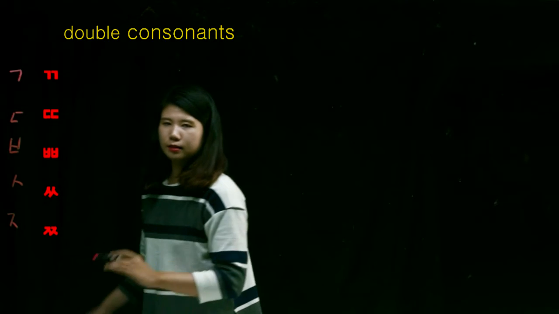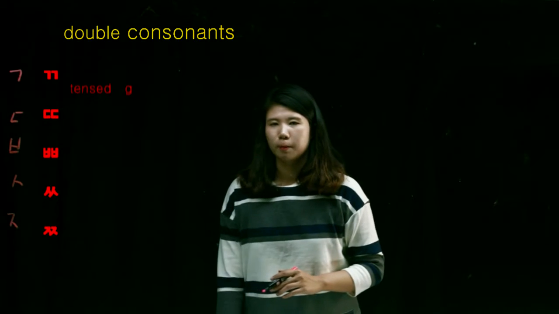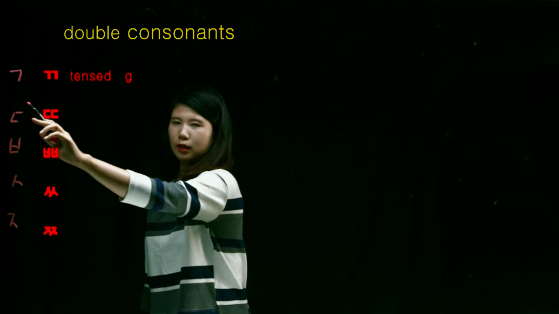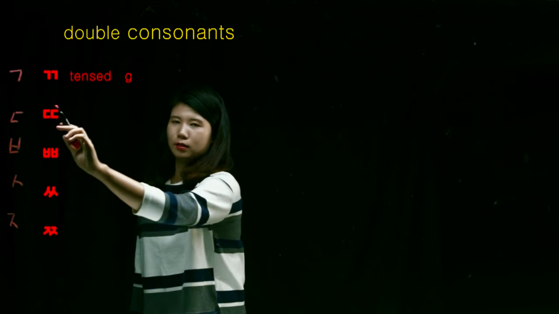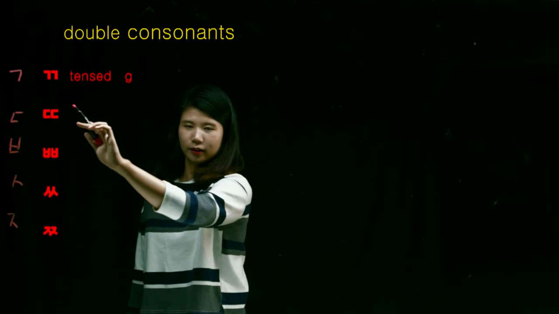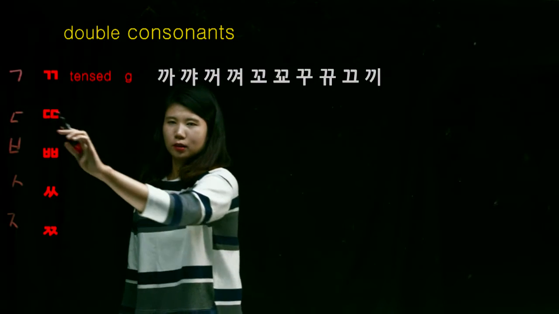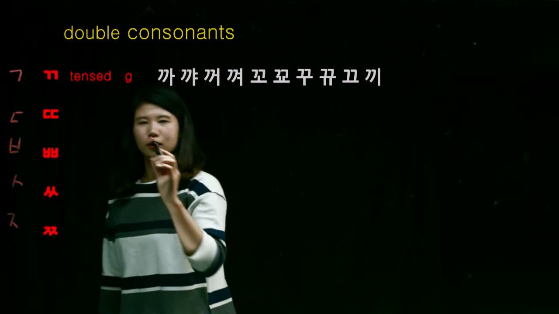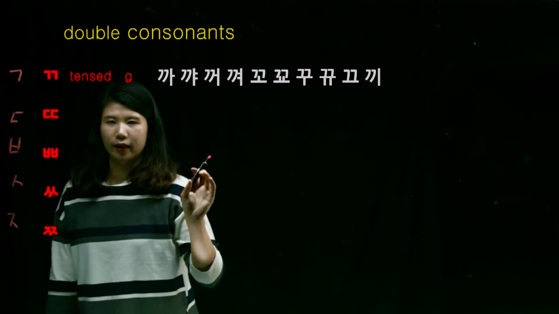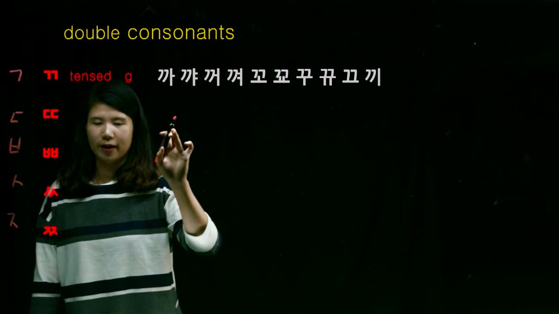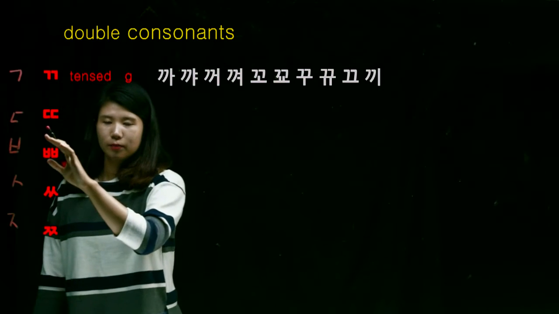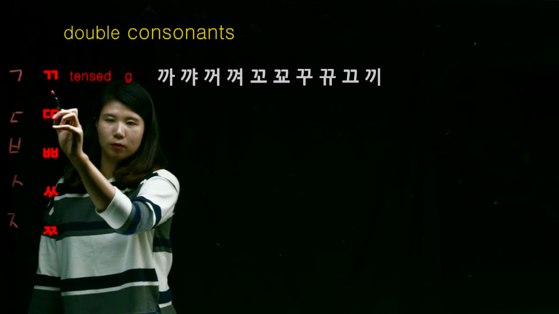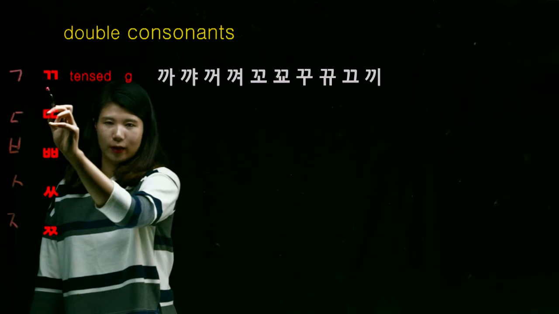Remember 기역 has the g sound? This would be tensed, so it would be g. Let it out a bit. So g. Can you tell the difference? And let's try reading 쌍기역, okay? 쌍 means double in Korean. So if you say 쌍기역, it will mean double 기역, which is this, okay?